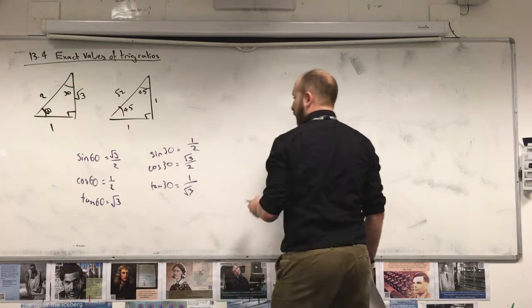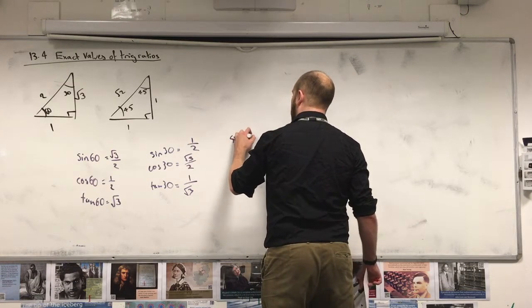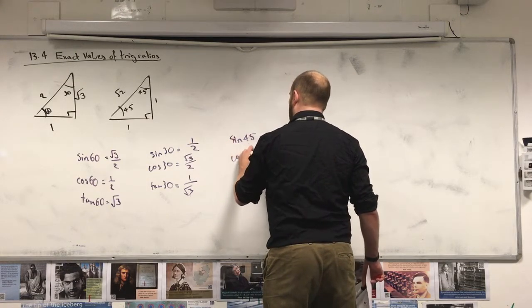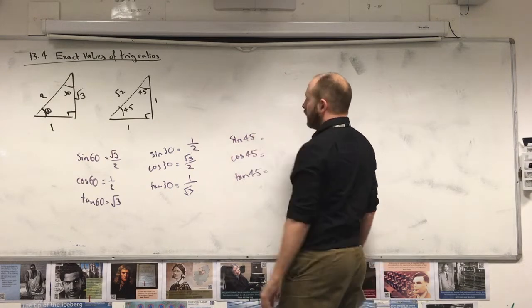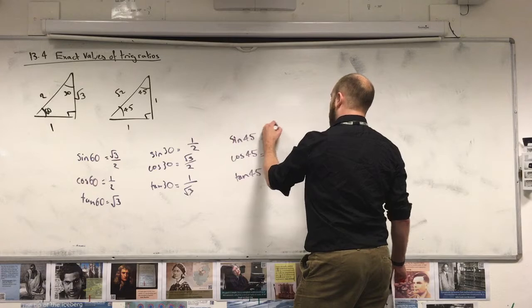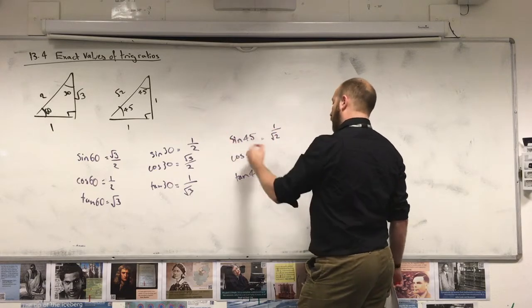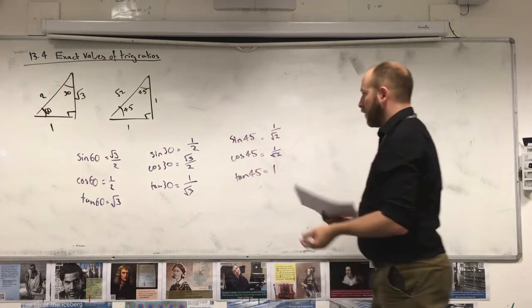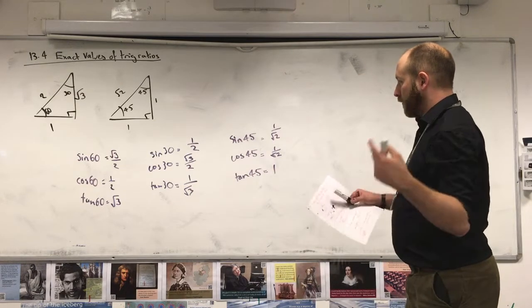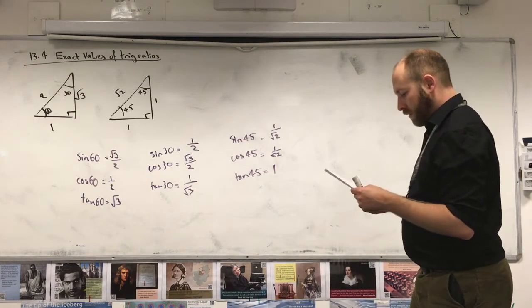And lastly, we do the same again with this triangle. Sine 45, cos 45, tan 45. So sine 45 becomes 1 over root 2. Cos 45 same, 1 over root 2. And tan 45, 1 over 1. So if you can remember those triangles, you can find the exact values for some trig ratios.